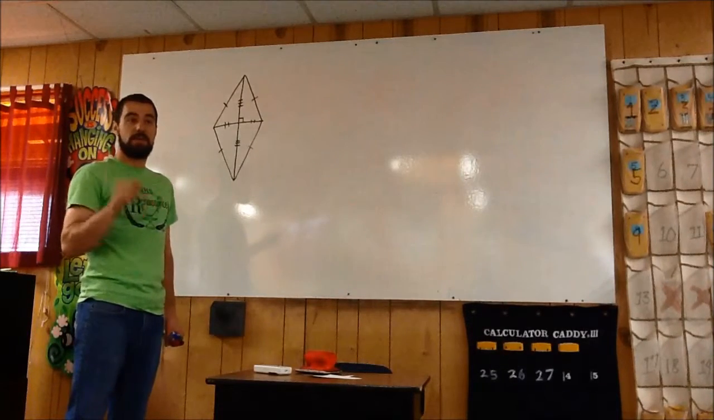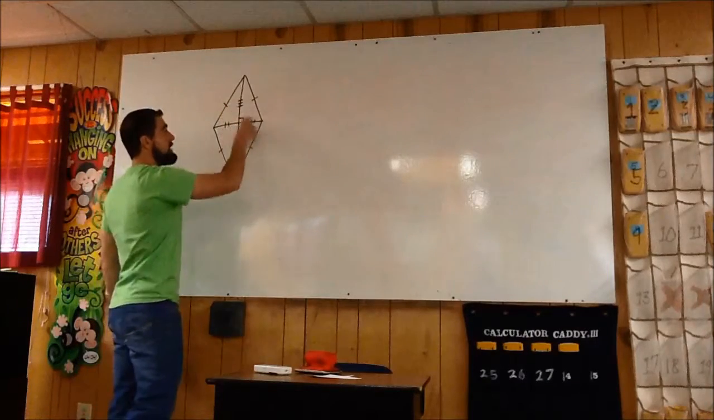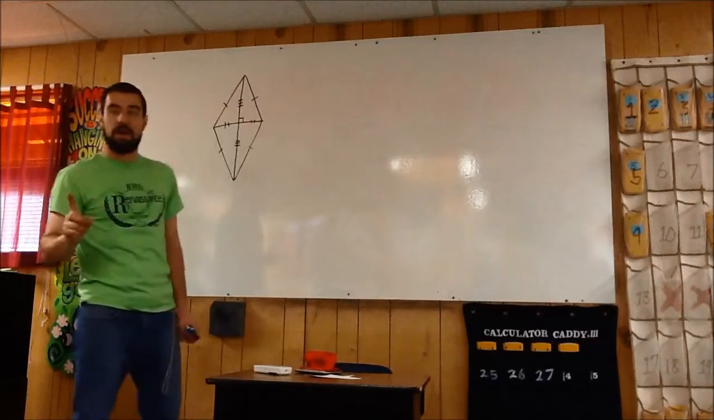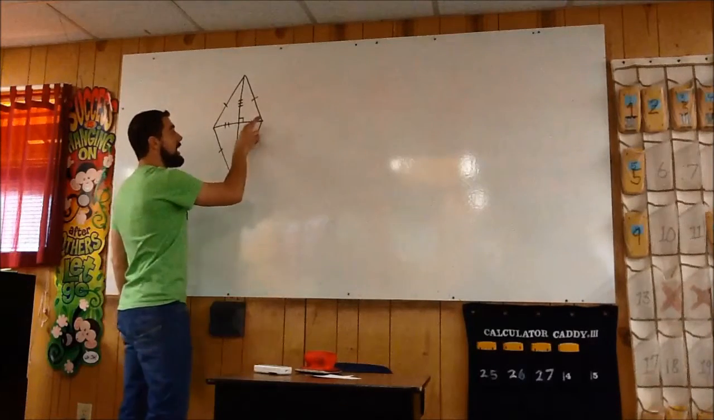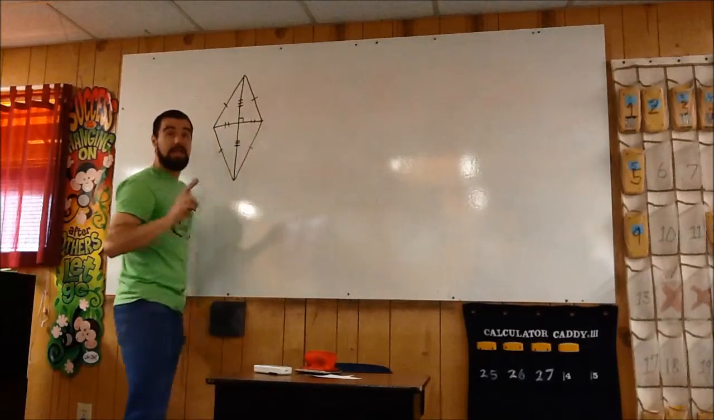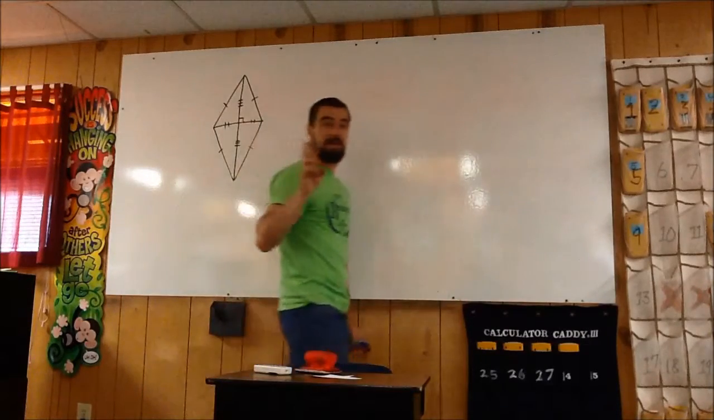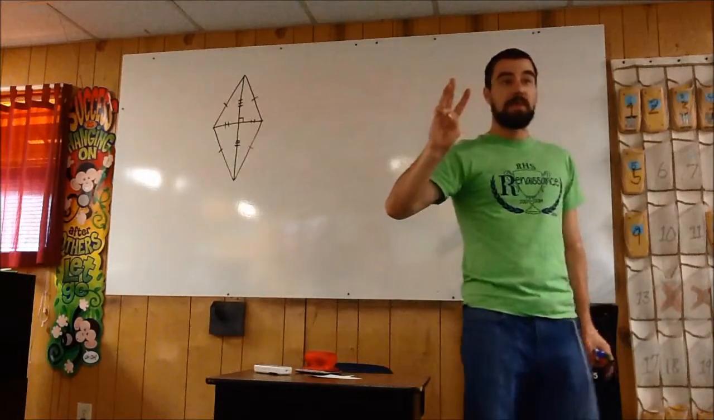Alice, give me one. Side, side, side. We know that the 3 sides of all 4 of these right triangles are congruent. Give me another one. What's up, Carson? Side angle side. You got the 2 legs and then that right angle that's in between it. So side angle side. There's more. Allison, what's up? Angle side?